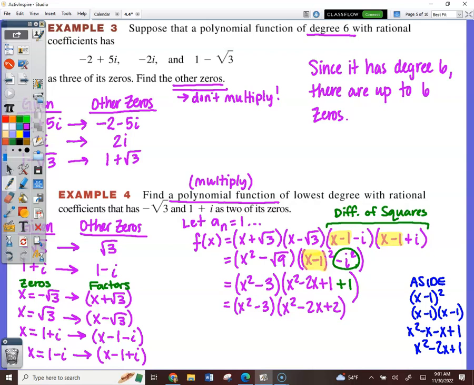Now you have a binomial times a trinomial, which are 4 of these in the homework, so you try it. Multiply it out. Your final answer, you multiply it out, make sure you can do it.